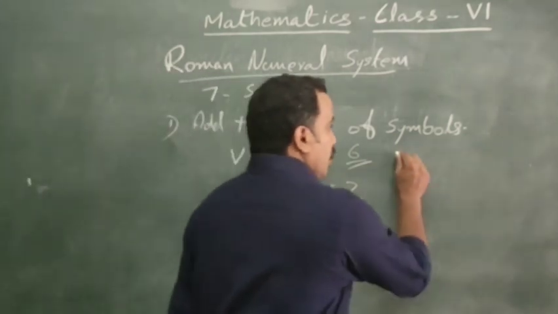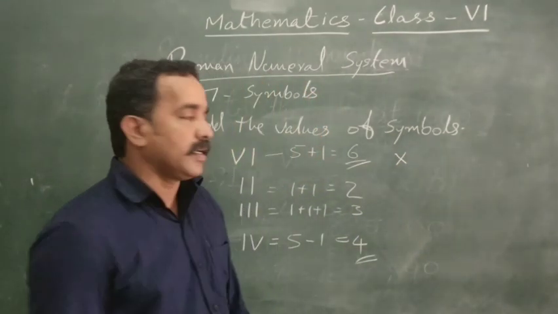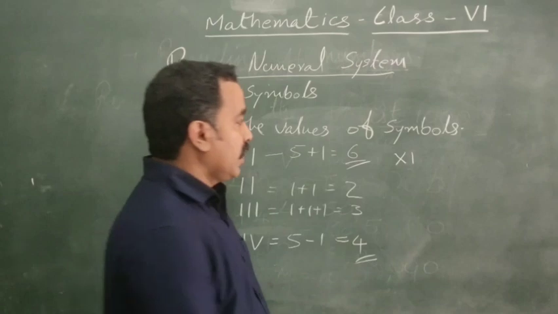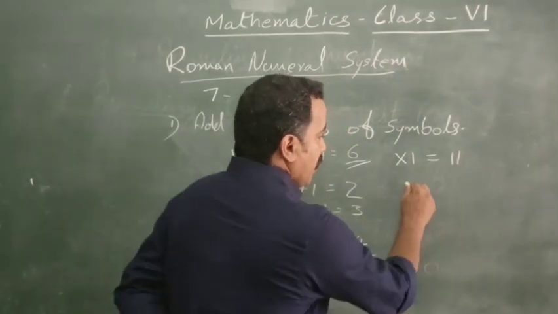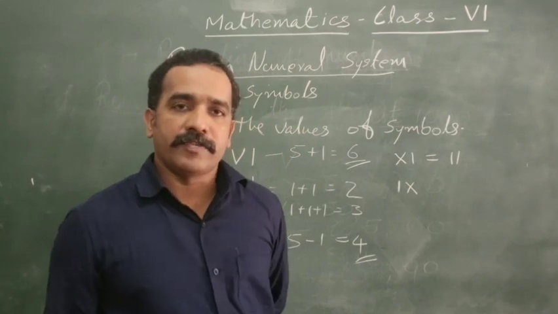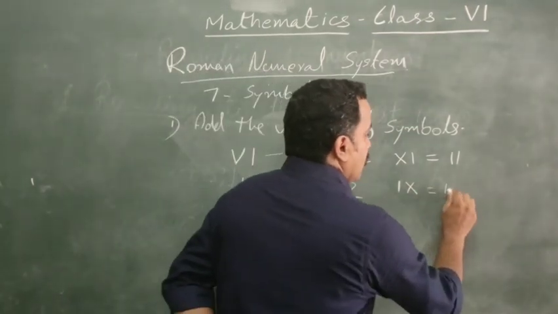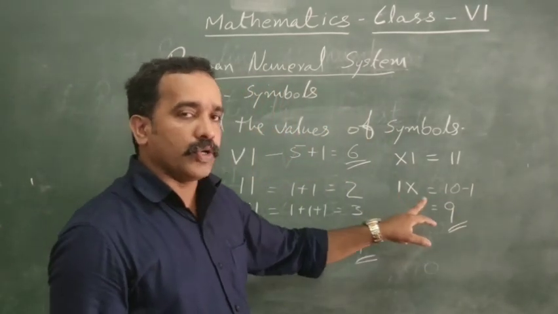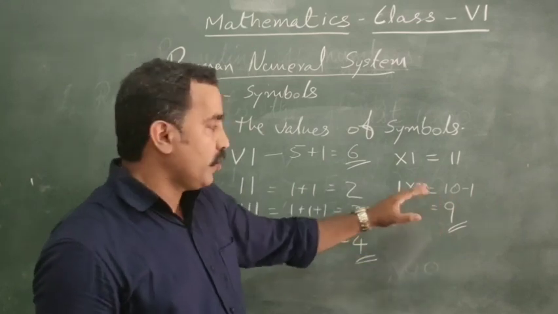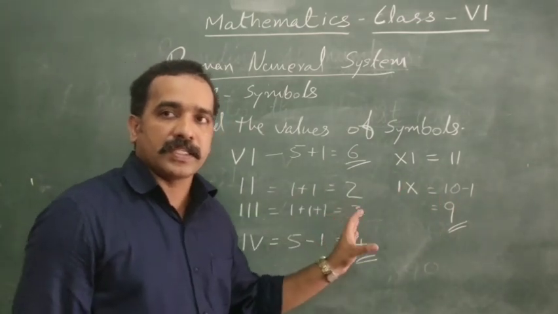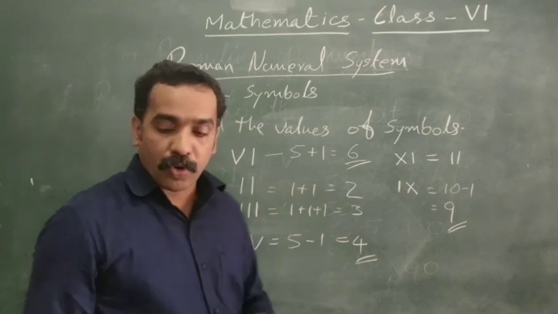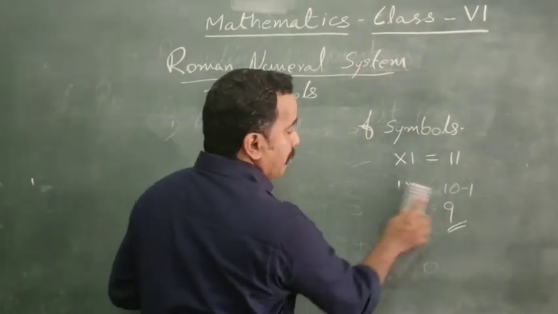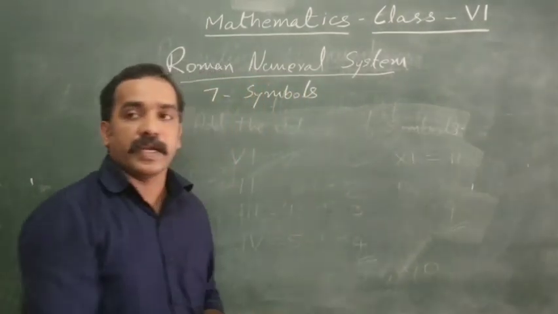Some other examples also. You know the value of X is 10. If I write 1 on the right side, then 10 plus 1 is 11. If I write 1 on the left of 10, then 10 minus 1 is 9. So when you write a small value on the left of a big value, it is subtracted. That is the second condition. And one more rule I told you, you cannot add or repeat a digit more than 3 times.